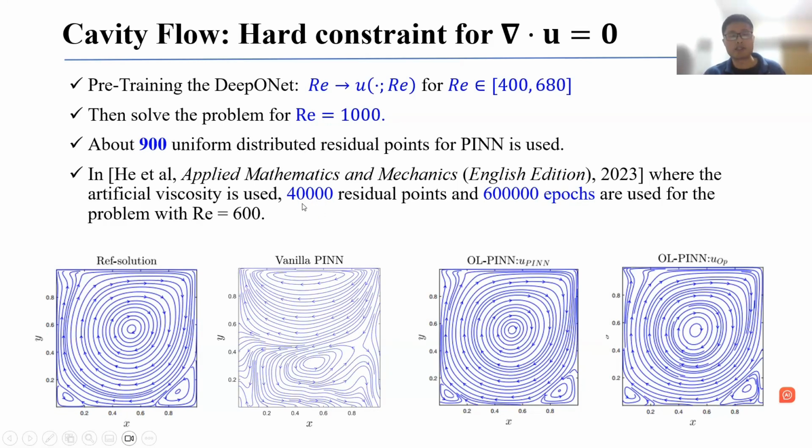For example, in Zhicheng's work, they use about 40,000. Compared to that, this is a very small number of points. This is the reference solution, and this is the two outputs of the trained neural networks. We can see again that we can still learn the vortex, these two vortices here. So this is for the hard constraint for the divergence-free condition.